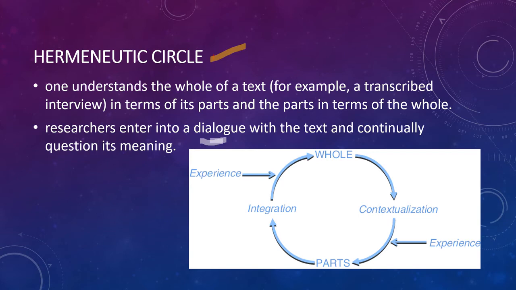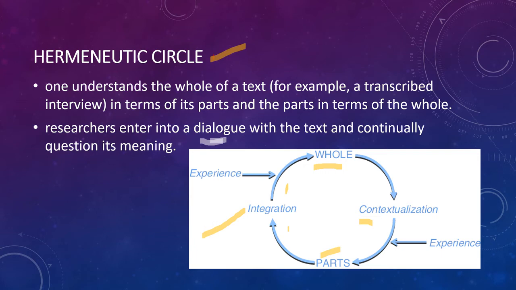So this could be just an illustration of what the hermeneutic circle is all about. For example, you have your transcribed text from the interview. You look at it as a whole, you try to contextualize, look at the experience, look at the parts, integrate it again, look at the experience. So it's going back and forth. It's an iterative process until you really understand and get into the meaning of the phenomenon that you're studying.